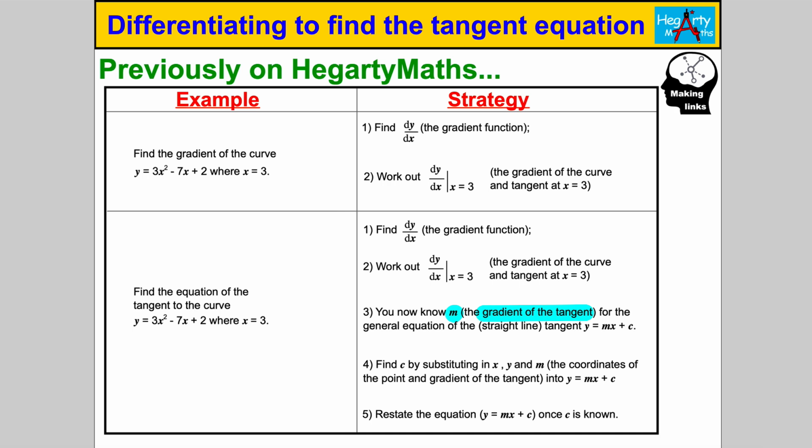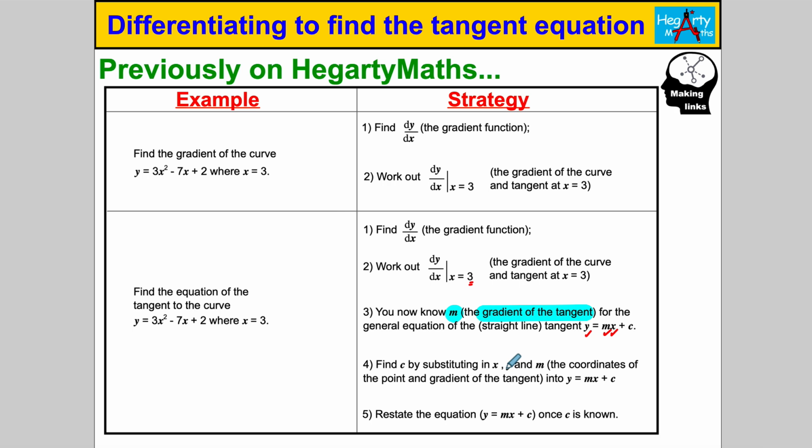But then we'll need to find c, and we can find c because we know the point on the curve, x. We will know its corresponding y point, or we can find its corresponding y point. So if we know y, we know x, and we know m, we can find c. So we'll substitute in the coordinates x and y and m, find c, and once we've found c, we'll restate our equation with the value of m and c, and we will have done.